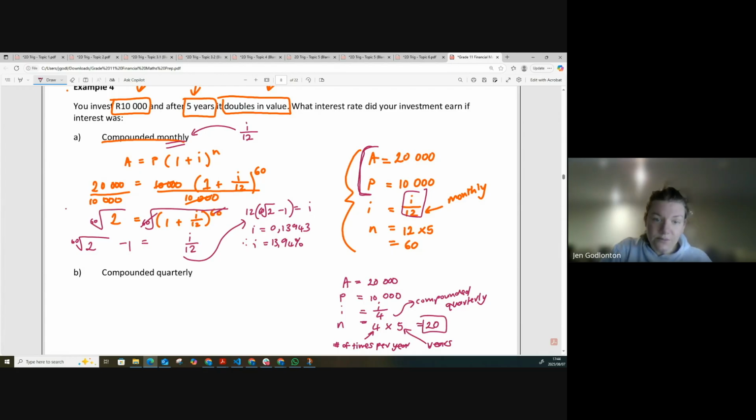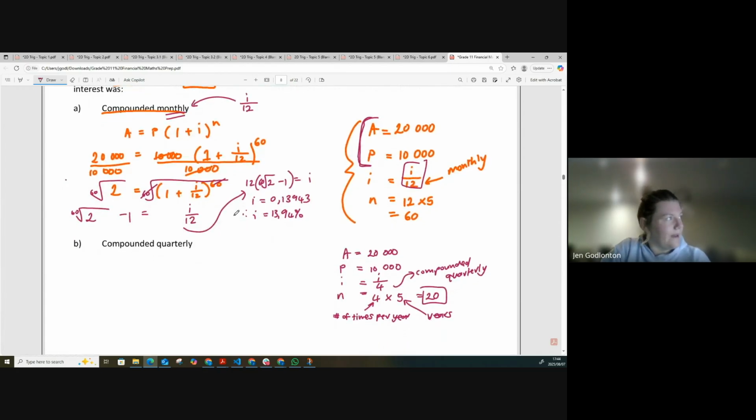Okay, I can move that up now. So now it's very, very similar. You can actually jump quite a few steps to make your life easier.